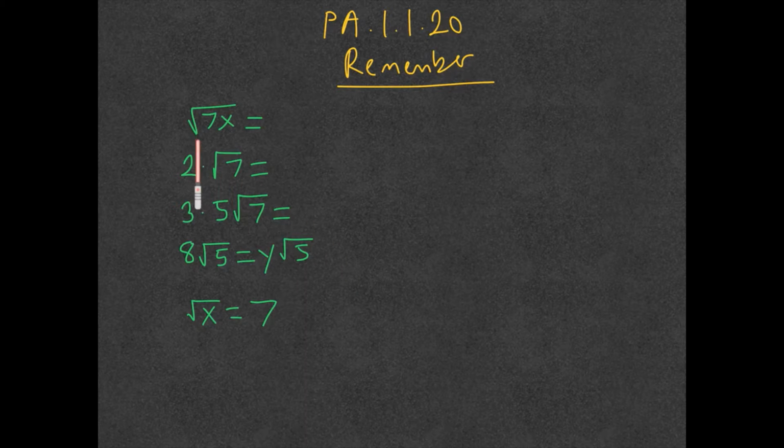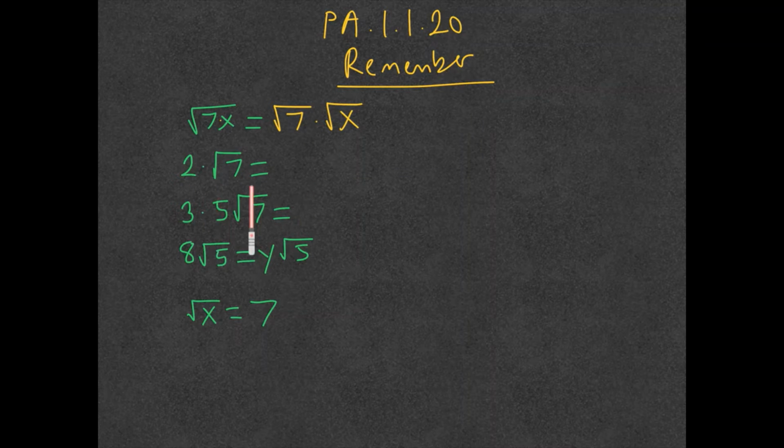The first one, square root 7x. In here, square root 7 and x are in multiplication. So my question is, am I able to separate them? Square root 7x, yes, I can separate them. How to separate them is square root 7 times square root x. So keep in your mind, if you have two numbers in multiplication under the same root, you are able to separate them. Square root 7 times square root x.